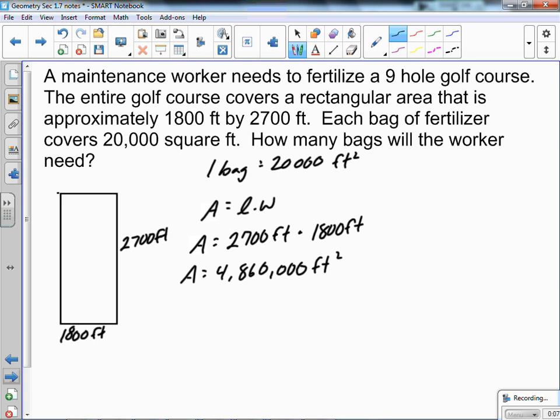And then we need to figure out how many bags of fertilizer we're going to use. And so one bag is equal to 20,000 square feet. So if I take 4,860,000, do a little conversion table for that. So our conversion of one bag is equal to 20,000 feet squared.